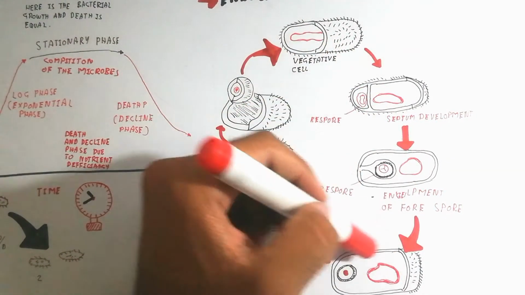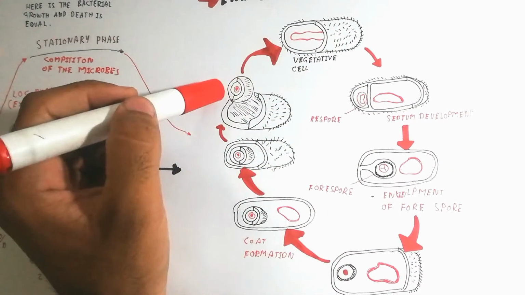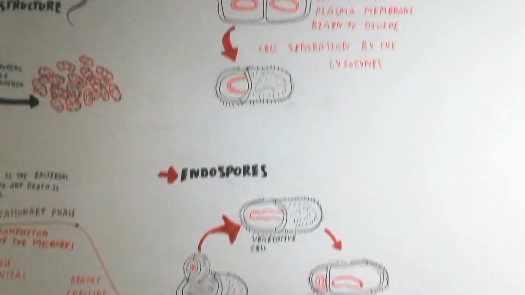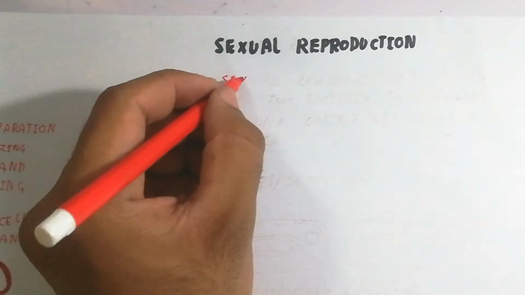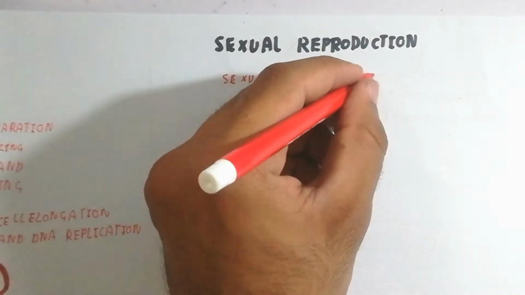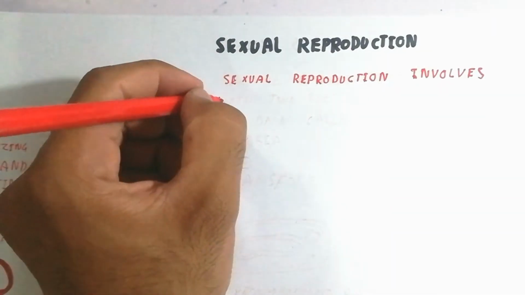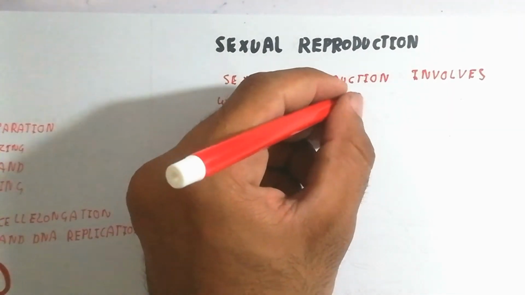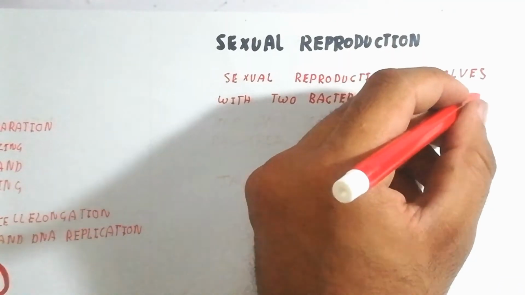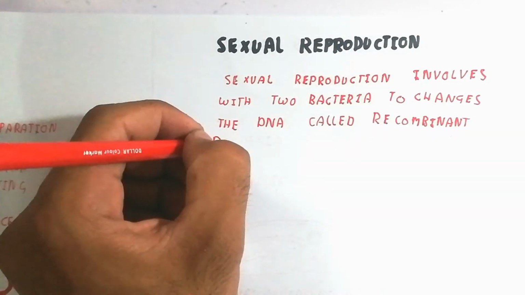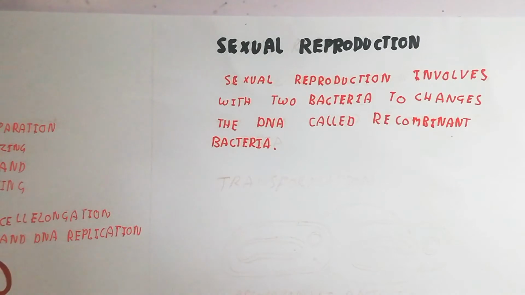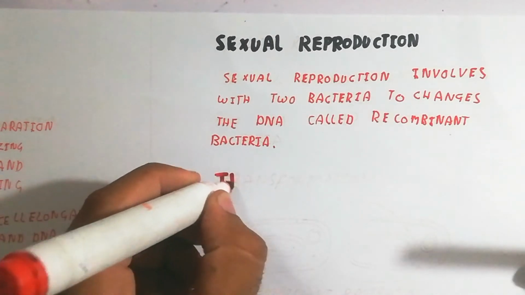So now we will talk about another cycle by which bacteria reproduce. And here is sexual reproduction. The meaning of sexual reproduction is that two bacteria interchange DNA, called recombinant bacteria. So sexual reproduction means the interchanging of DNA material for modification.